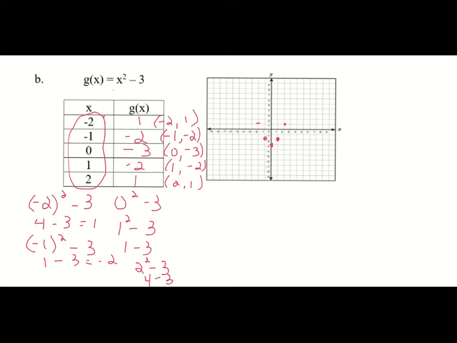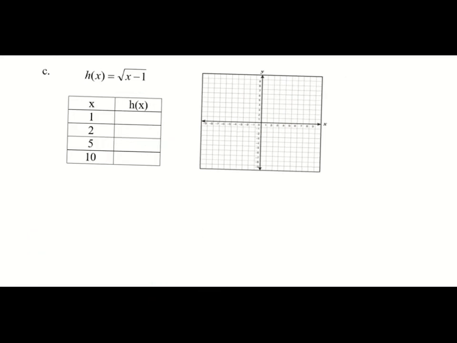And because this is x squared, you should recognize that that's going to be a parabola shape. So we're going to draw our parabola. It's going to look like that. I'm going to sketch it. And that is our function graphed.